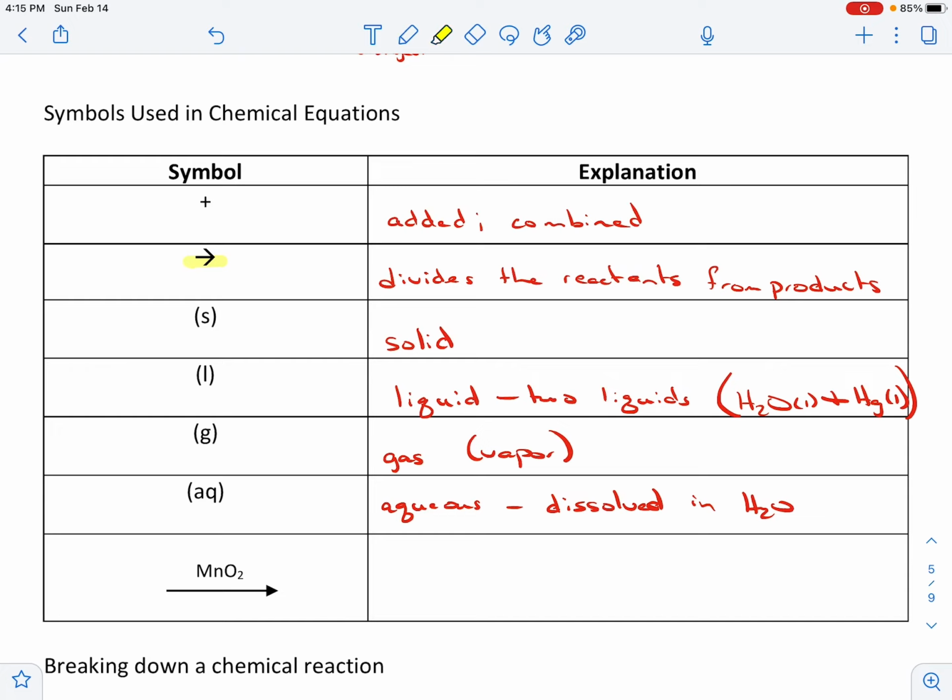This last one here, we have the MnO2 above the arrow, and that's going to represent a catalyst. If we have something written above the arrow, it doesn't participate in the reaction, it just speeds it up. That's why it's written above the arrow. So it represents a catalyst.